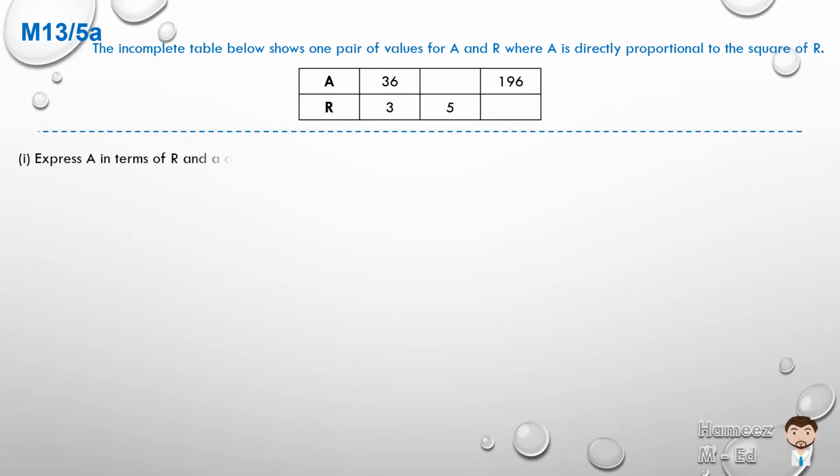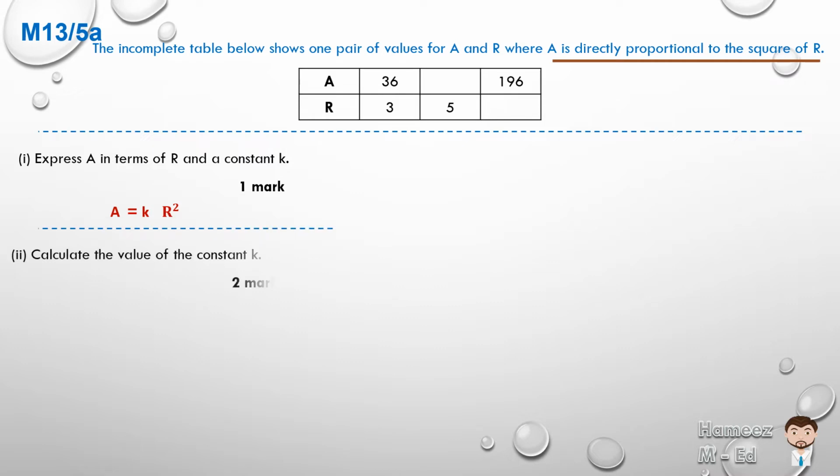Part 1. Express a in terms of r and a constant k. So if we go back to the top line, we see that a is directly proportional to the square of r. So we can say a is equal to k times r squared. And the times is understood, so we don't need to write that.